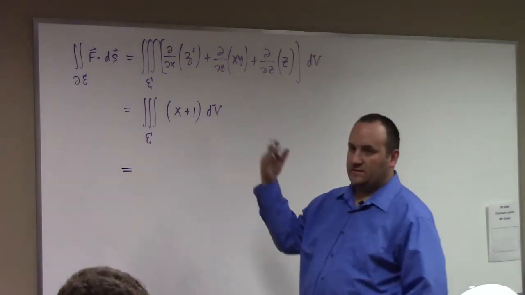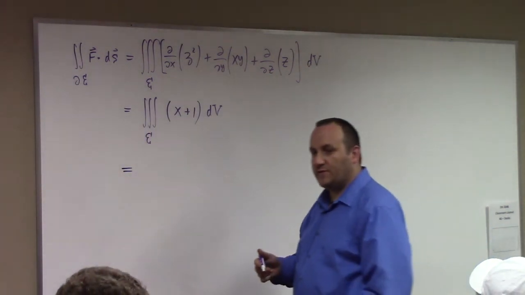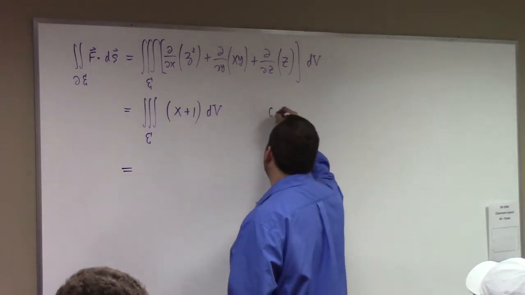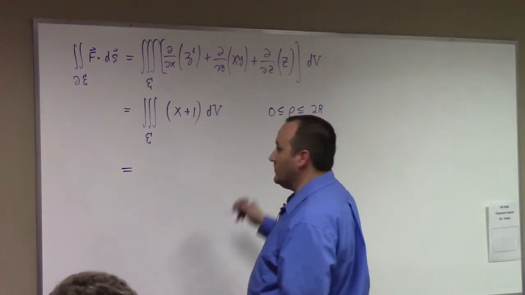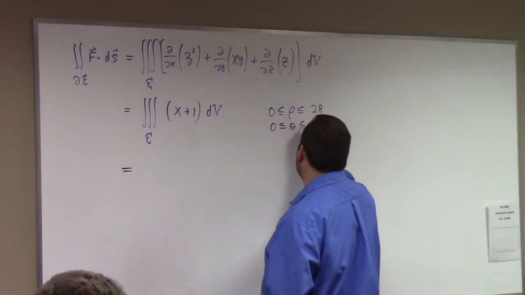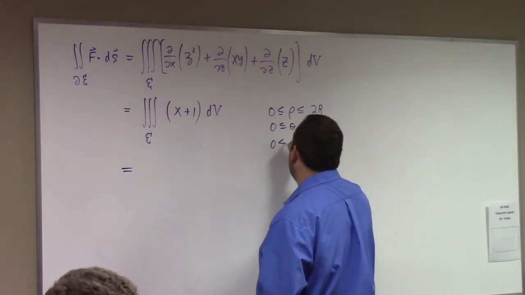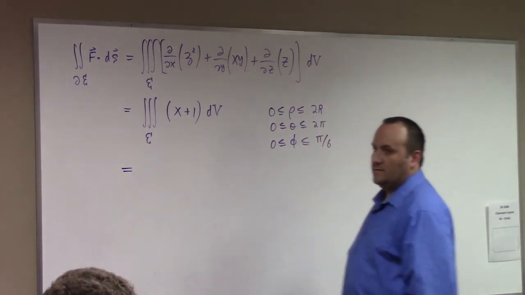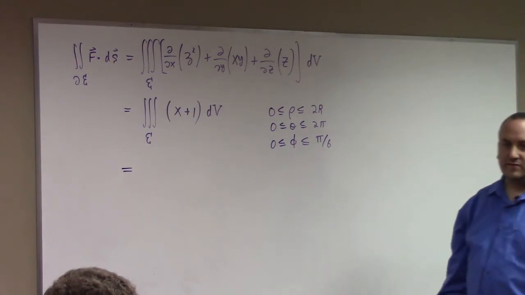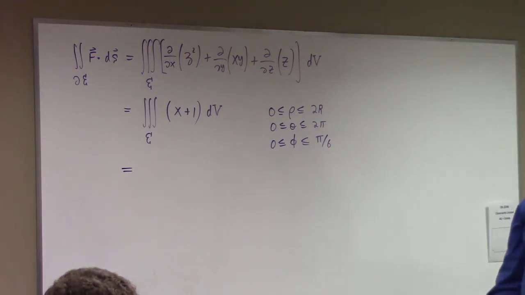This is a solid cone. What's its description in terms of spherical coordinates? 0 less than or equal to rho, less than or equal to 2r, apparently, right? 0 less than or equal to theta, less than or equal to 2 pi. 0 less than or equal to phi, less than or equal to pi over 6. This is quite clearly an integration we should do with spherical coordinates. So let's do that.